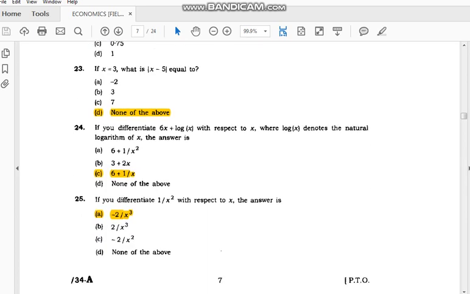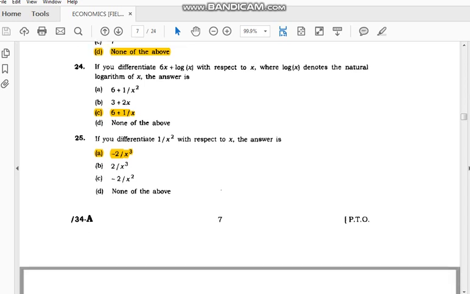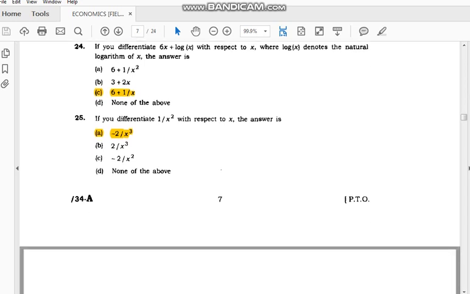Next is, if you differentiate 6x plus log x with respect to x, where log x denotes the natural logarithm of x, the answer would be: the derivative of 6x is equal to 6, plus the derivative of log x is equal to 1 by x. So the answer will be 6 plus 1 by x. If you differentiate 1 by x with respect to x, the answer would be 1 by x square, that is x to the power minus 2, and just by using the normal rule of derivative, we can get the answer.